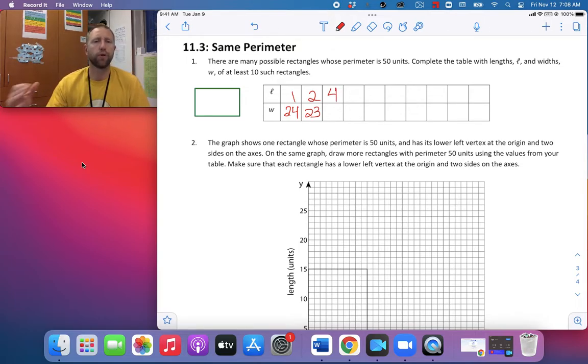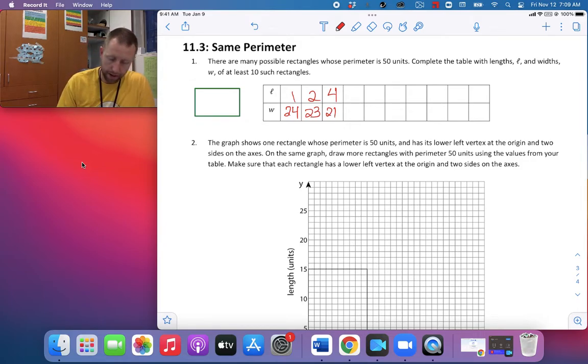If it's 4, 4 plus 4 is 8. 50 minus 8 is 42. 42 divided by 2 is 21. Okay, and just keep going. I'm going to write in all the values that I came up with. If you think of some different ones, you can, right? But they have to add up to 50. All of the sides together have to add up to 50.